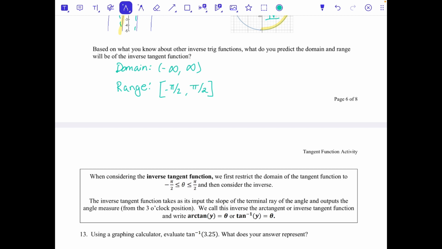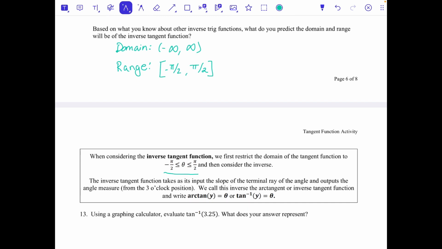So inverse tangent function, we're going to restrict the domain, as we just said, from negative pi over 2 to pi over 2. And this is where we're inputting the slope of the terminal ray and we output the angle measure. And now you'll notice our notation here. There's two different ways to write inverse tangent. There's arctan, or there's the tangent with the little -1. And if you're using the Desmos graphing calculator, either form is acceptable for entering it. But if you go under the function menu, you'll see this second option. And the same thing on a TI calculator. The second option is going to be the one that shows up.